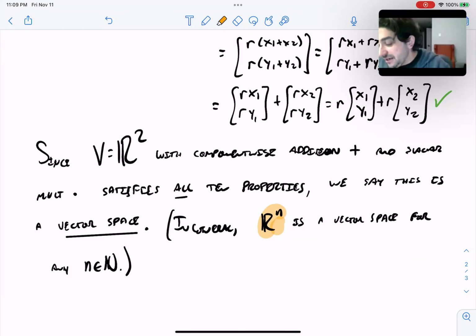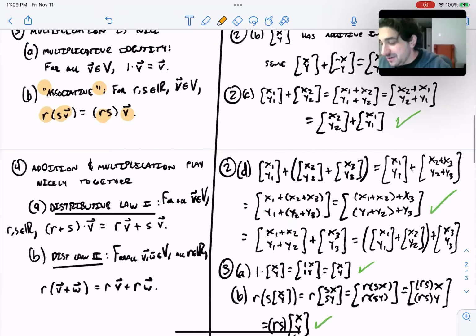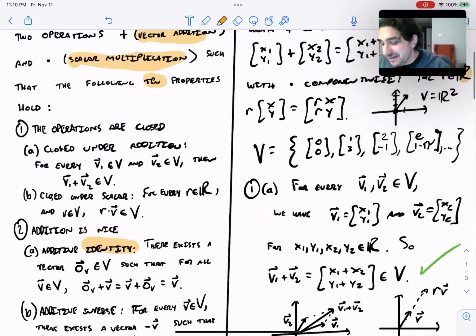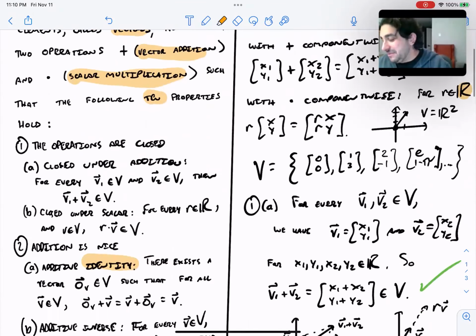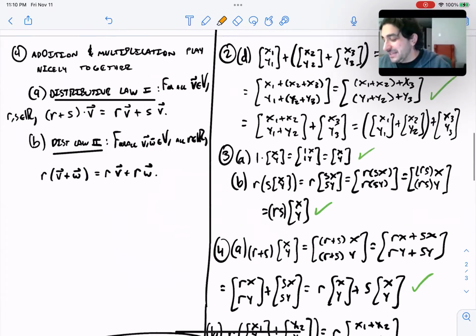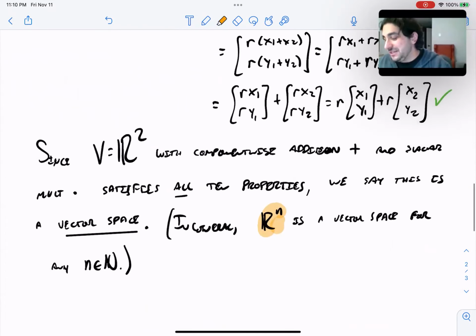So, all right, great. There's the definition of vector space. This giant long left-hand column, these 10 properties, that's the definition of vector space. On the right, we have our most famous example, R2, which then generalizes to Rn, to n-dimensional real space.